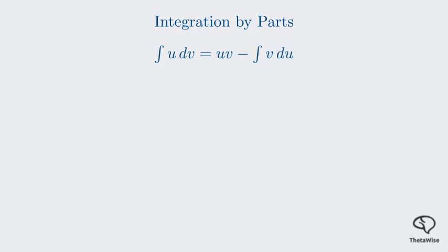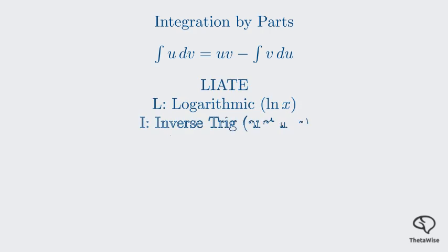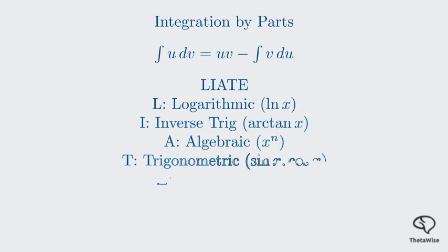The key to using this method is choosing the parts u and dv correctly. A helpful mnemonic for this is LIATE. LIATE stands for logarithmic, inverse trigonometric, algebraic, trigonometric, and exponential functions. You should choose u as the function that appears first in this list. Let's see this in action with an example.